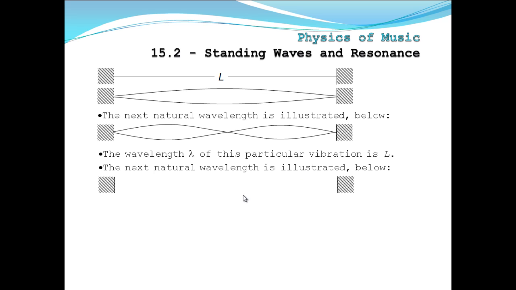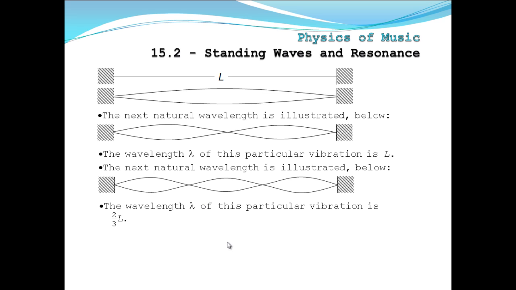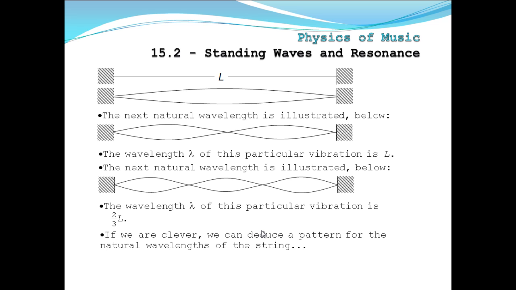So now we have another natural wavelength. It'll look something like this, a standing wave that looks like this. The wavelength of this particular vibration is 2L over 3, because we have one full wavelength from this point here to this point here, plus another half of a wavelength. So that will equal 2L over 3. Do the math.